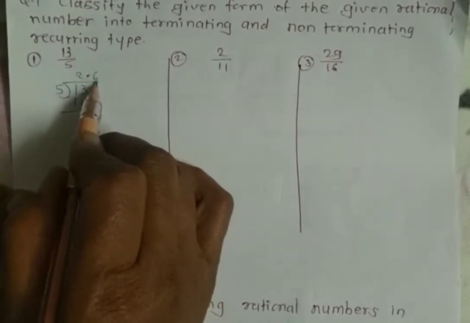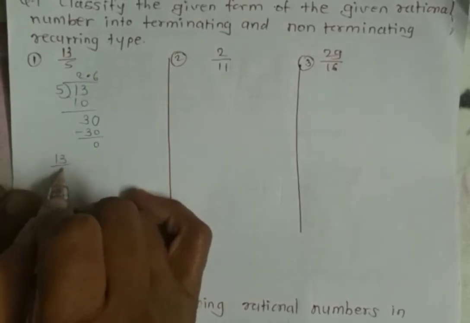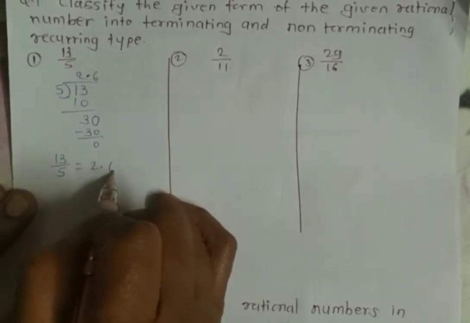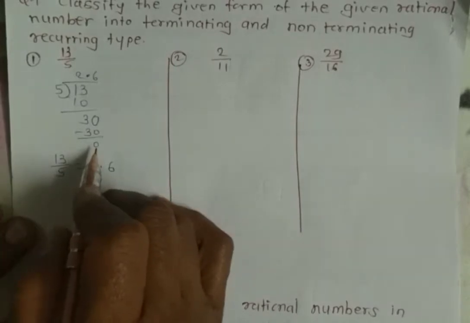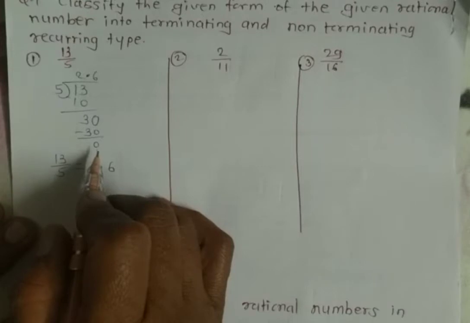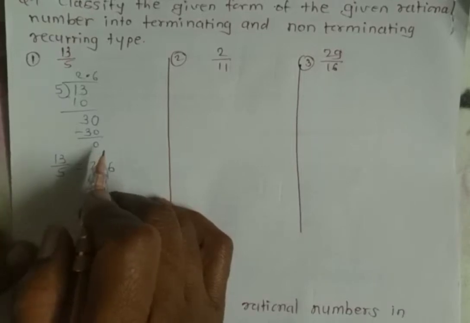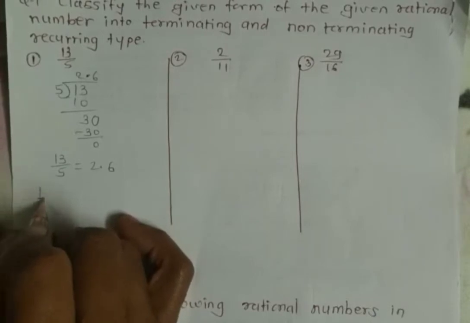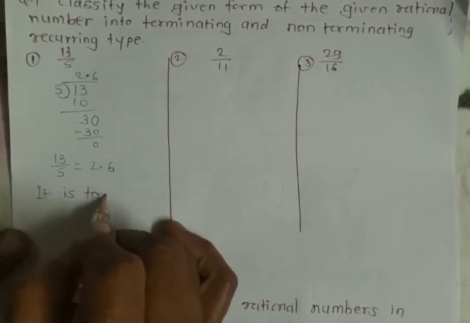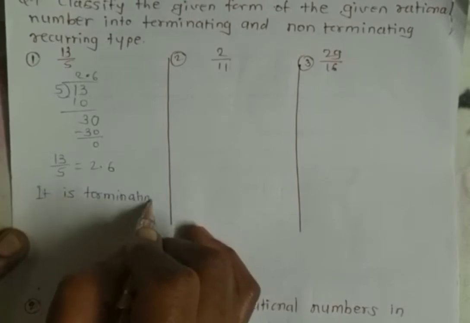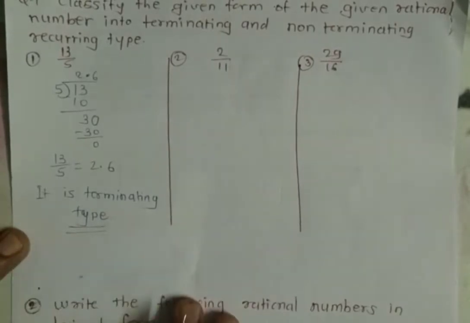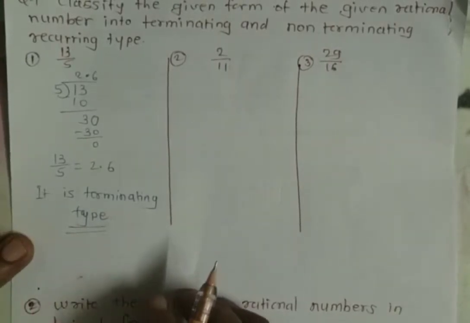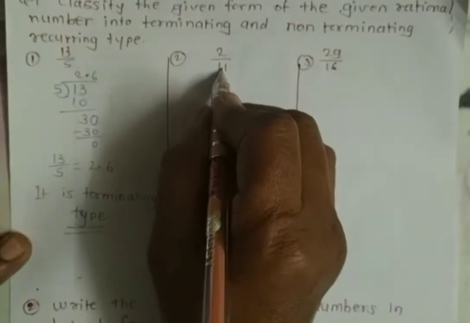There is no onward digit after 6, which means the decimal form of 13 upon 5 is 2.6. Such a decimal form in which the division process stops is called a terminating decimal form, and that's why we write it is terminating type, because our division process stops, meaning we get the remainder as 0. Now we are taking the second example, 2 upon 11.